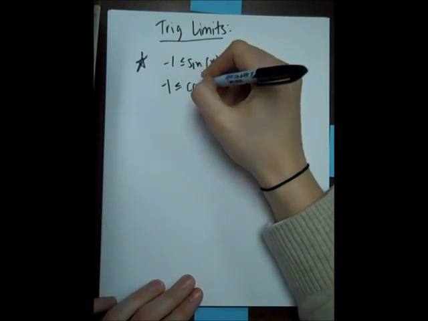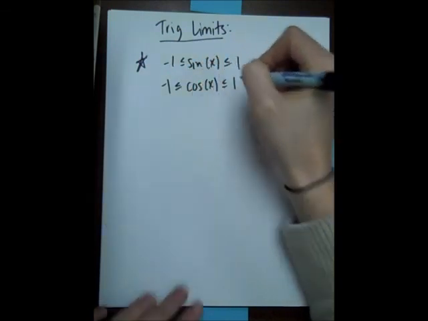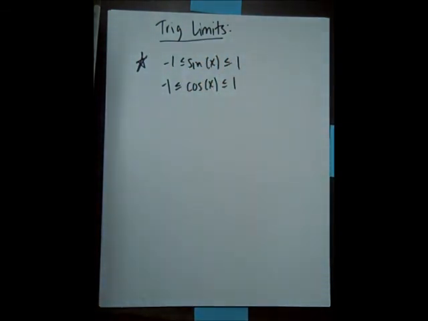Also, cosine is bounded between -1 and 1, and we're going to use this over and over again. What this is saying is that the y values of sine and cosine never are larger than 1, and they're never less than -1. What this idea of bounding is going to lead into is the squeeze theorem.